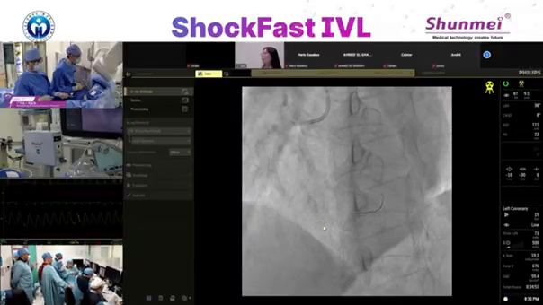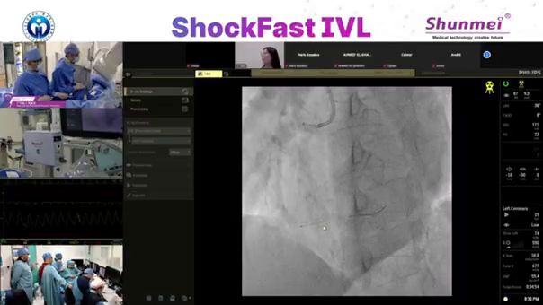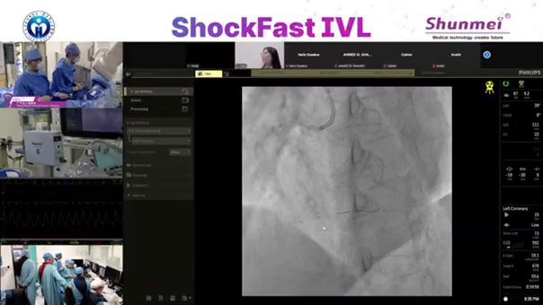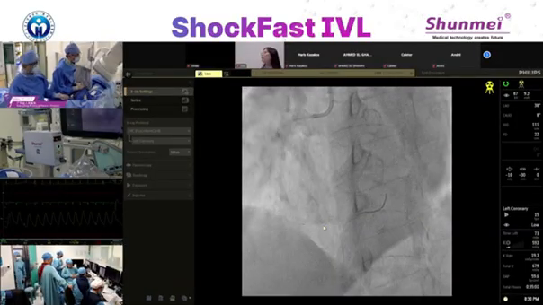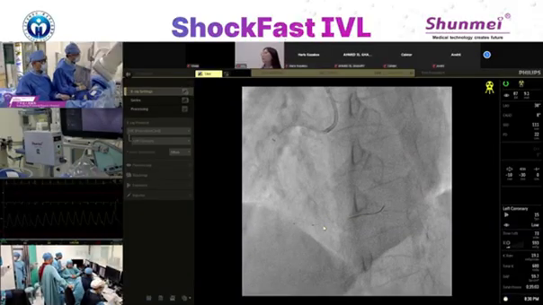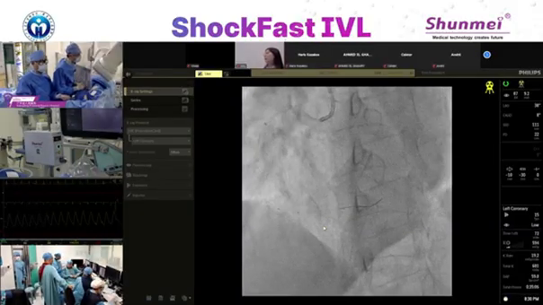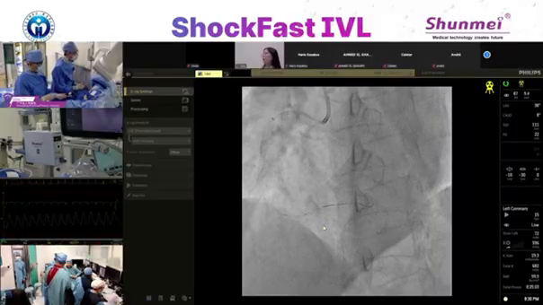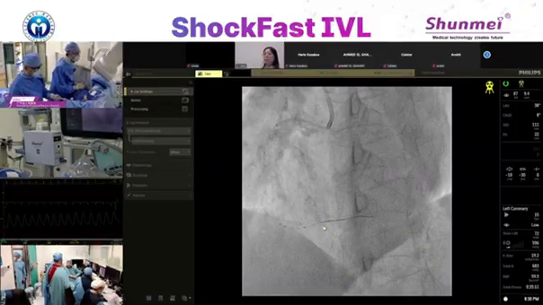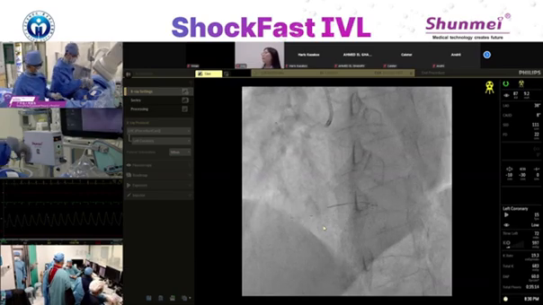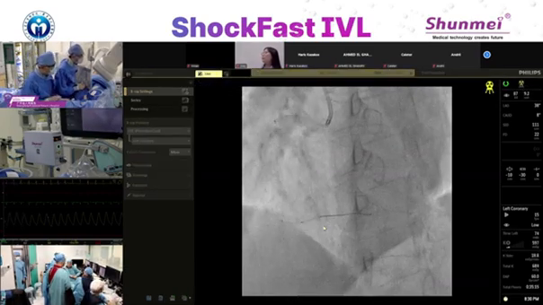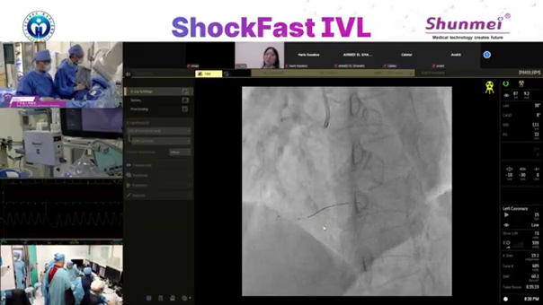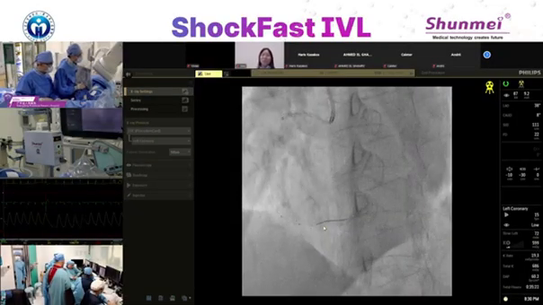Oh my God, still stuck. Mainly resistance, not only the stent segment, but also the calcified native vessel wall. So much resistance. No, I can never get in.